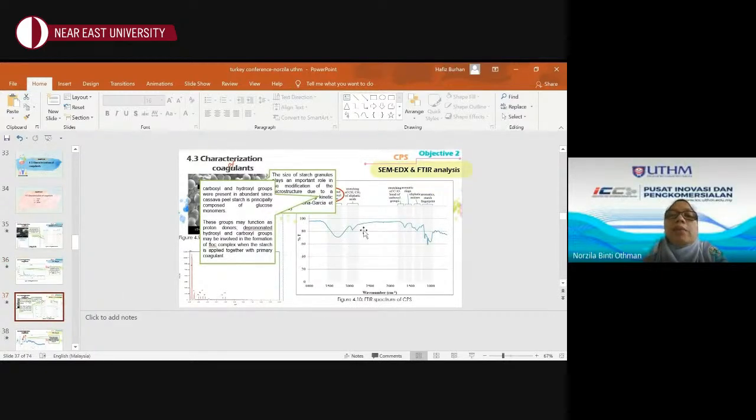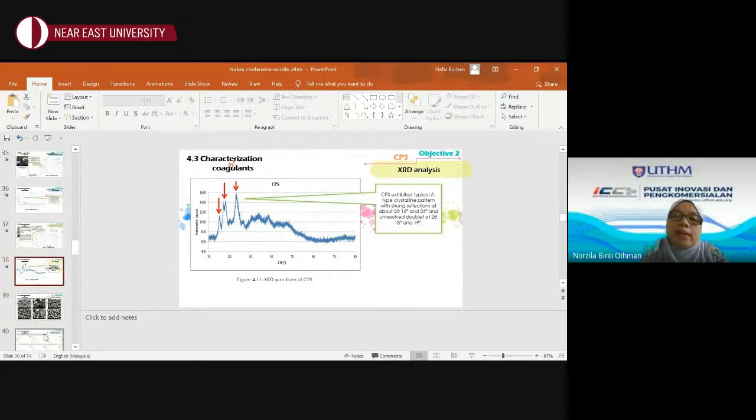Then for SEM and EDX, we go for the starch characterization, that was the CPS. For the SEM and EDX, the size of starch granule plays an important role in modifying the structure. The FTIR shows that carboxyl and hydroxyl groups were present in the cassava peel. Following that, the XRD analysis proved that CPS exhibits a typical crystalline pattern with a strong reflection.